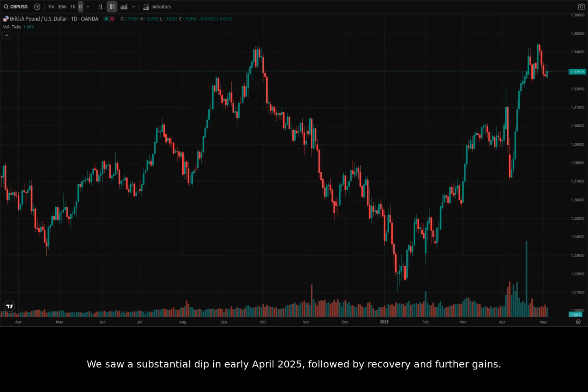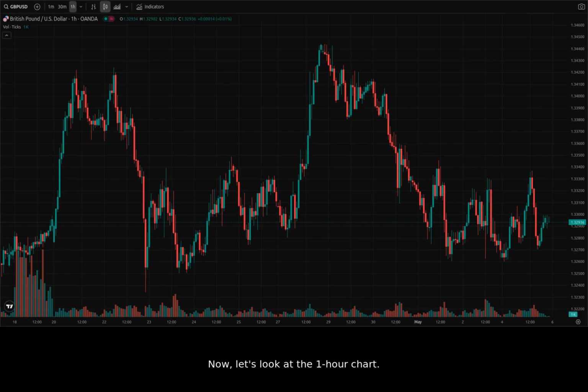We saw a substantial dip in early April 2025, followed by recovery and further gains. The most recent candles show slight consolidation around 1.327. Now, let's look at the 1-hour chart.